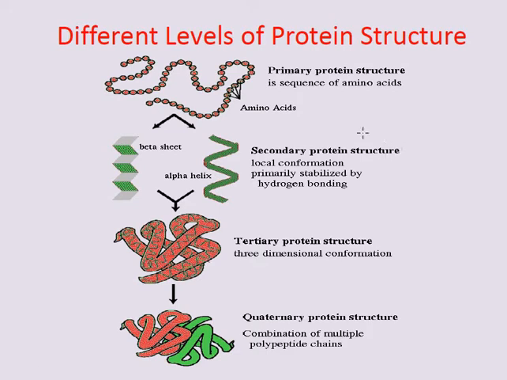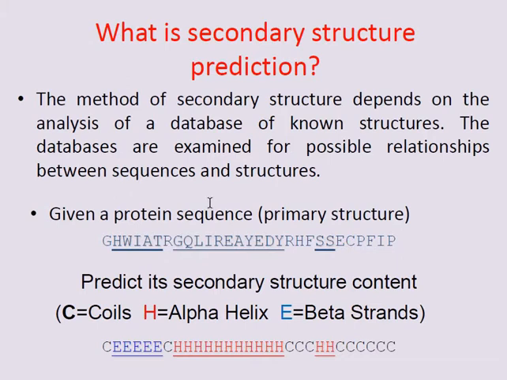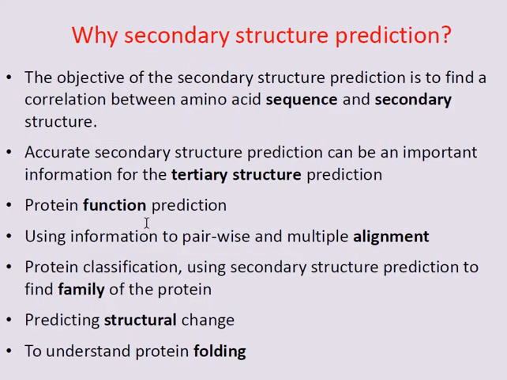So what is secondary protein structure prediction? It is nothing but taking a protein sequence and predicting how it can conform into a particular secondary structure, whether coils, alpha helices, or beta sheets. Secondary structure prediction is important, especially for tertiary structure prediction.